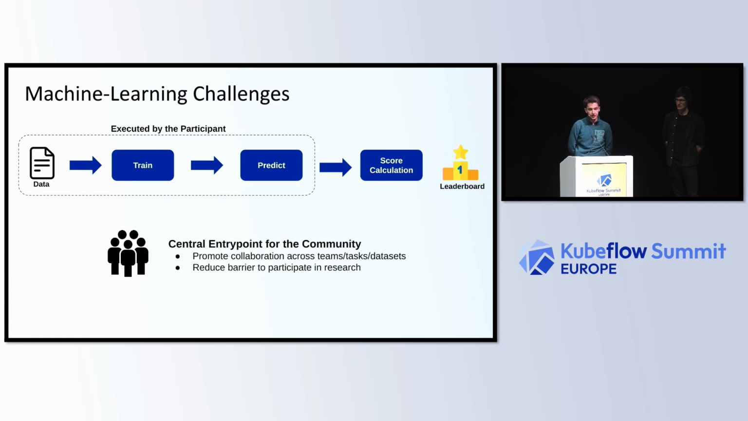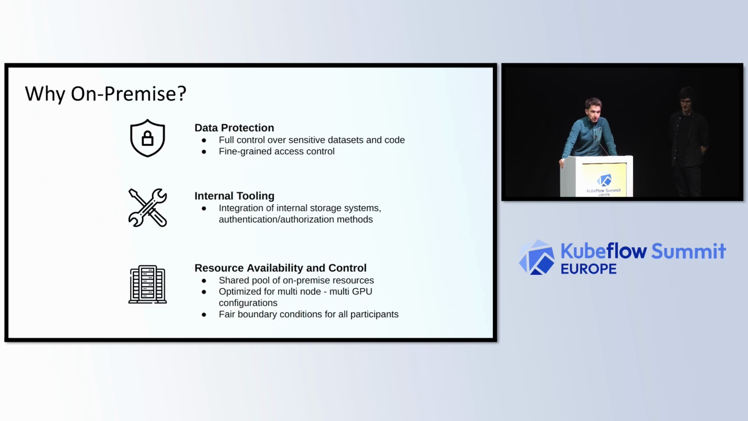So why is this pretty good for machine learning? Well, it's a good central entry point for the research community. It promotes collaboration across teams, tasks, and data sets, and it reduces the barrier to entry for people to participate in research. You can just go on Kaggle and do the usual Titanic challenge, and you can learn more about machine learning that way. But what we want to do at CERN, we want to do it ourselves.